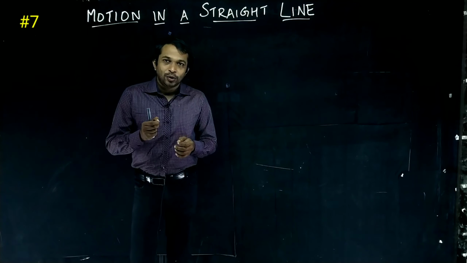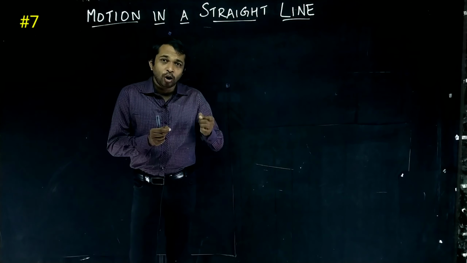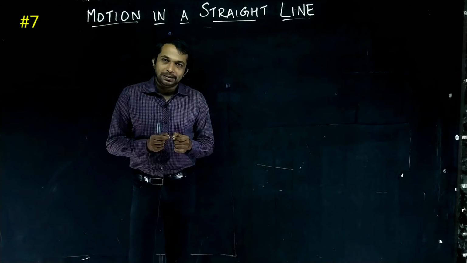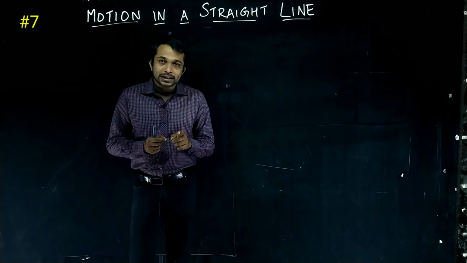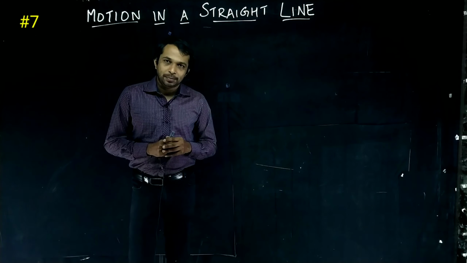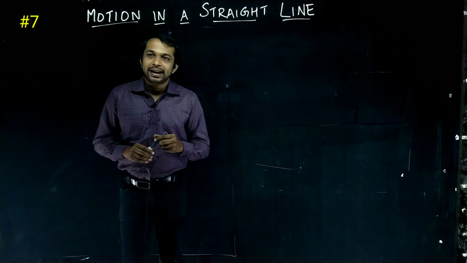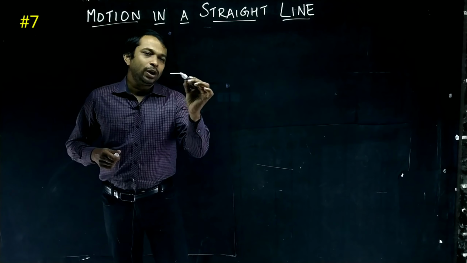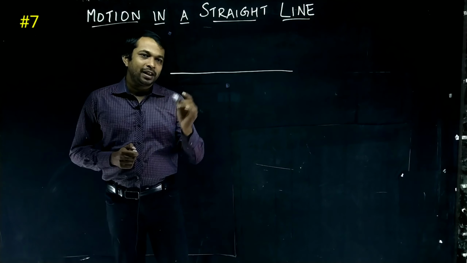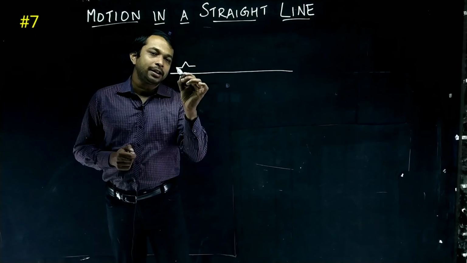It is whenever the position of that object is changing with respect to time and with respect to a certain point which you have chosen arbitrarily. Okay, let's take an example. Suppose you have a road. Okay, suppose this is your road and you have a small car here.